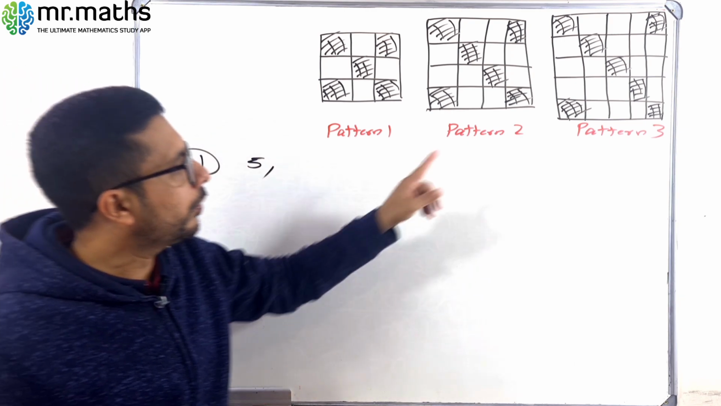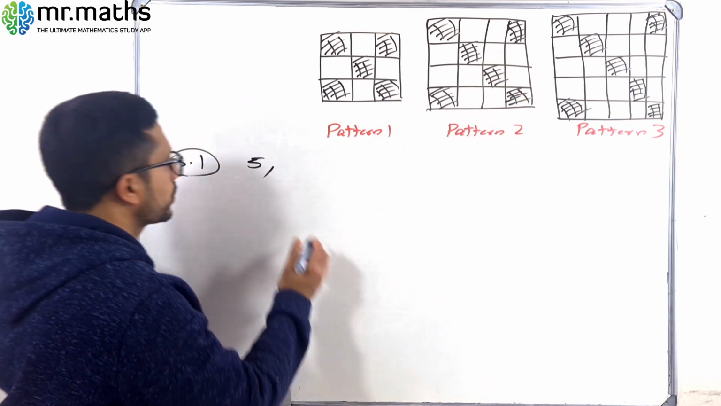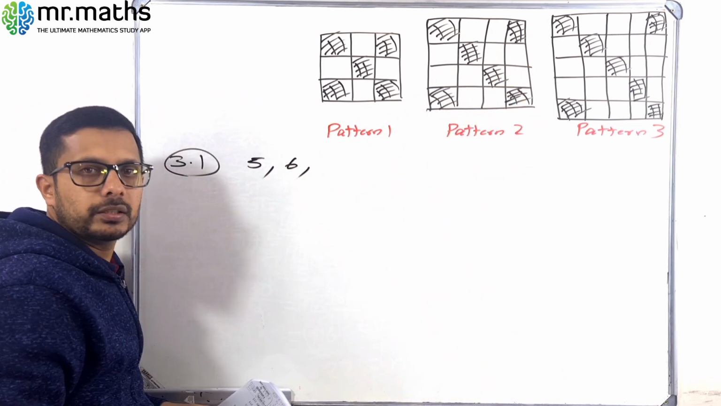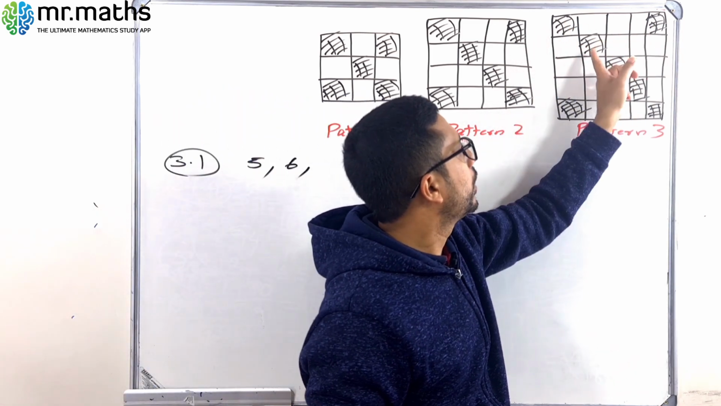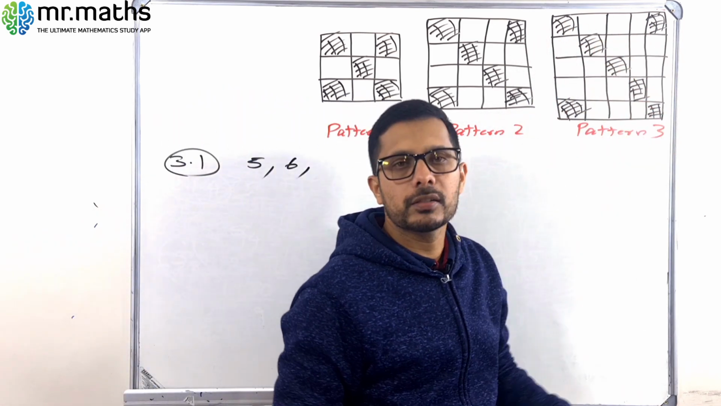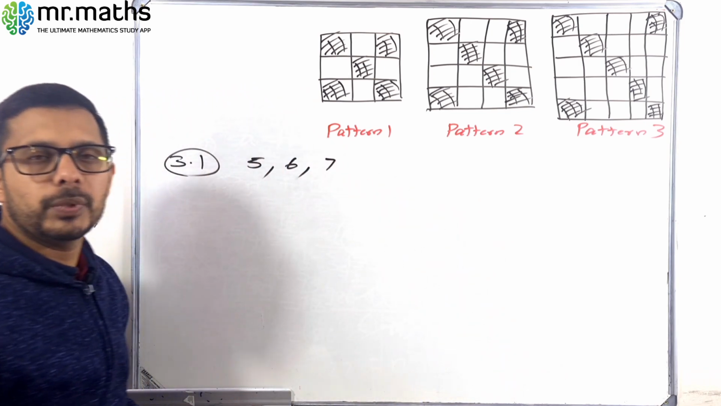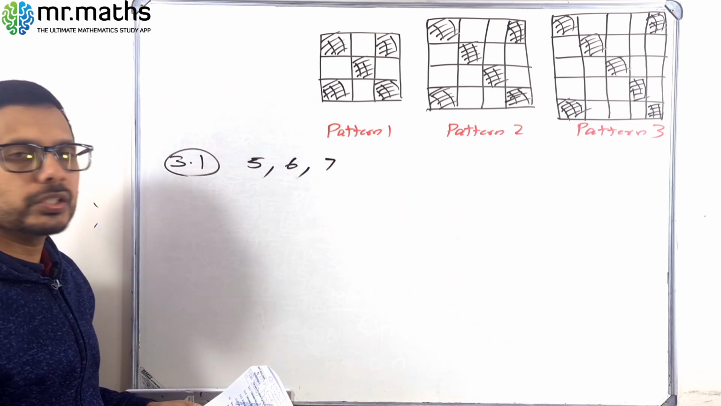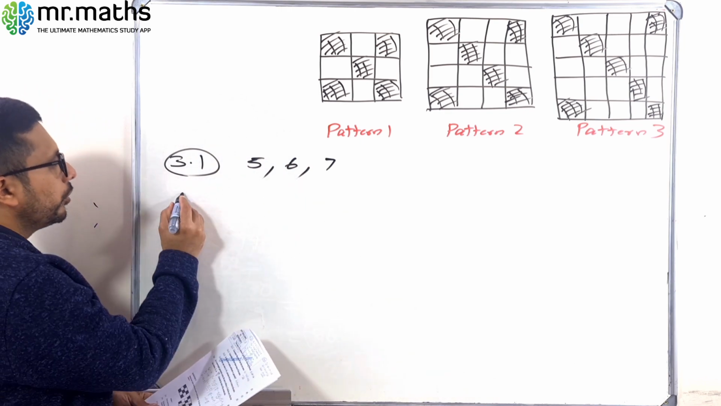Then the second pattern: 1, 2, 3, 4, 5, 6. So the second one is 6. The third one, of course, is 7: 1, 2, 3, 4, 5, 6, 7. So the number of black blocks in the patterns is 5, 6 and 7. Okay, one more question, now 3.2.